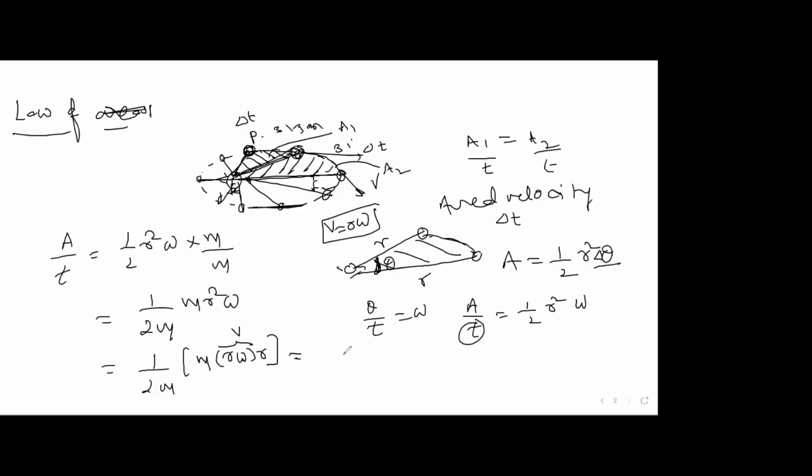mvr is angular momentum. So angular momentum by time, you can express here as areal velocity, area by time. This areal velocity is coming in terms of an angular parameter and the mass of the planet. So just look at the board carefully.